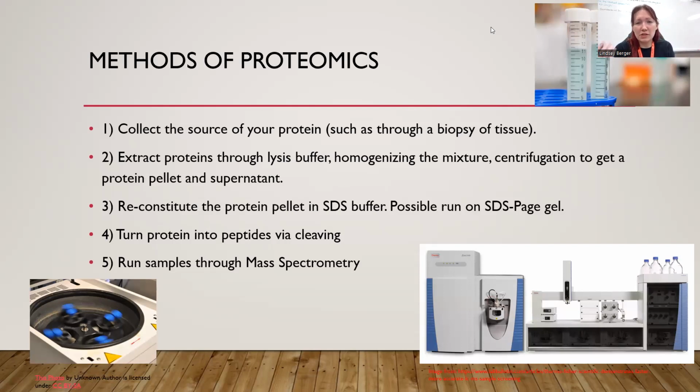You want to collect through a biopsy, typically done with a syringe. I've seen a lot of papers use amounts of like 50 milligrams of bone or muscle, things like that. You're going to extract the proteins through lysis buffer. You're going to homogenize it and centrifuge it. When you centrifuge it, you get a supernatant and a protein pellet. Depending on what you're looking for, you may then spin that supernatant down again and get another protein pellet. It just depends on what you're doing exactly. Then you're going to reconstitute that protein pellet in SDS buffer and run it on a gel. The caveat to this is that ancient proteins don't always show clear, separated bands on a gel.